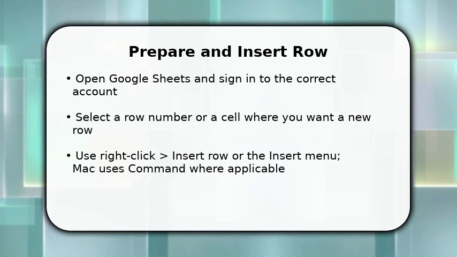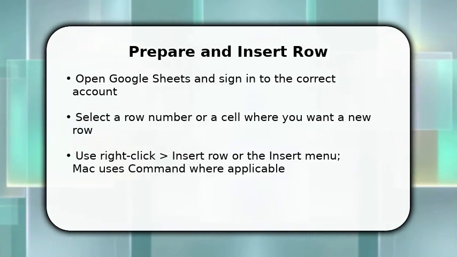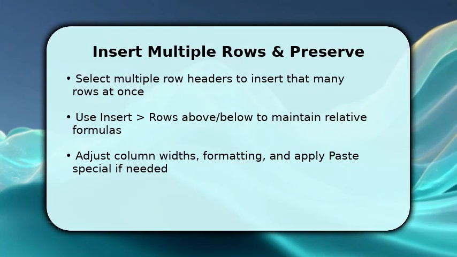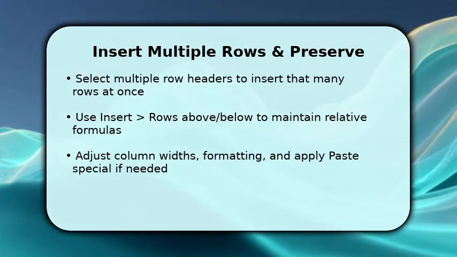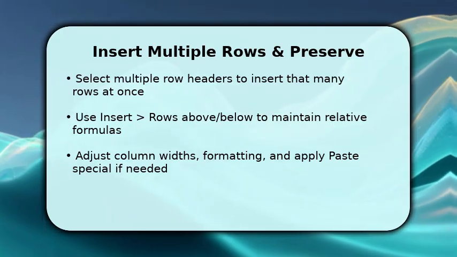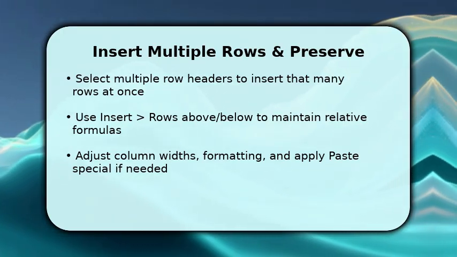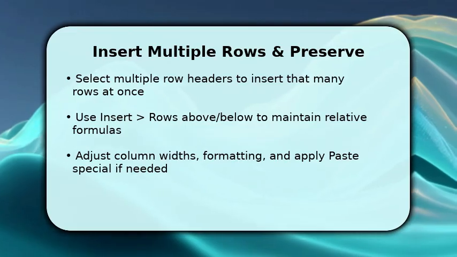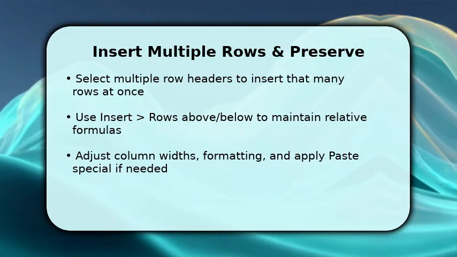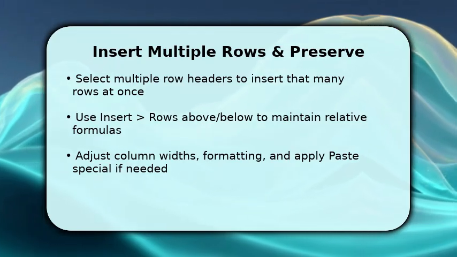Now insert several rows or preserve formulas. Drag to select multiple row headers equal to the number you need, then right-click and insert rows above or below. This ensures surrounding formulas update their references correctly. If you need identical formatting or formulas, copy an existing row and use Paste Special, Paste format or paste values only to avoid overriding references.